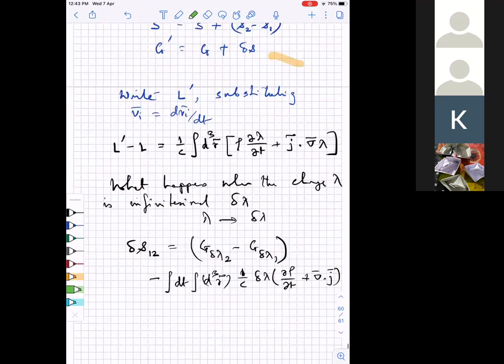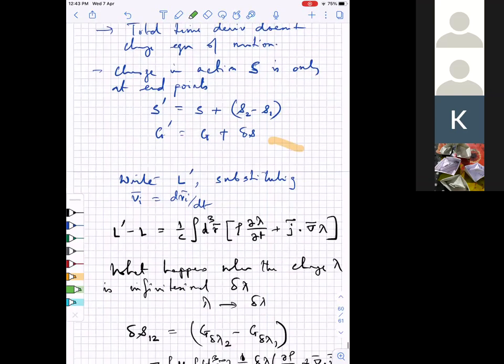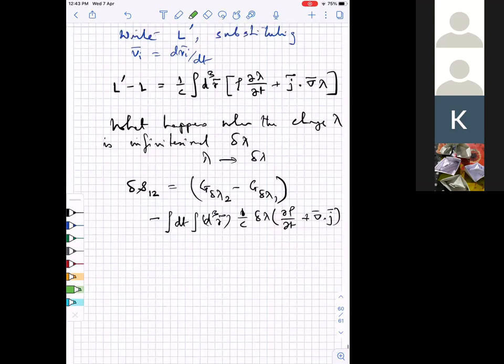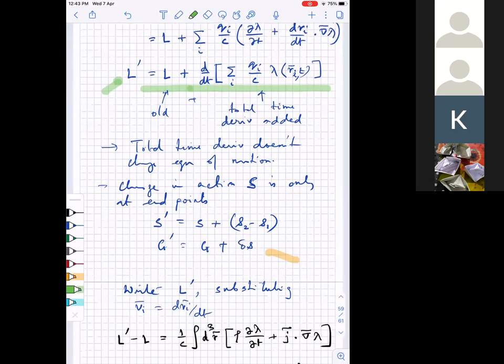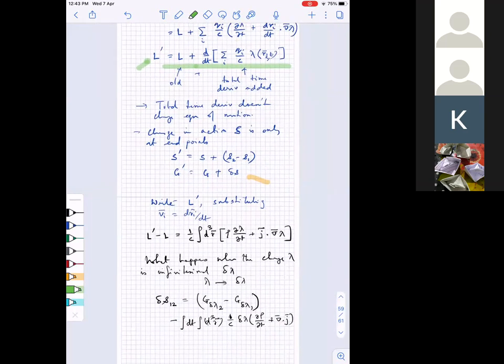So if I go back now over here, let me try to connect it again. How do I connect it? Let me show it together. Look at this equation over here, which I've underlined. That was the delta L part, which will give you a delta S.